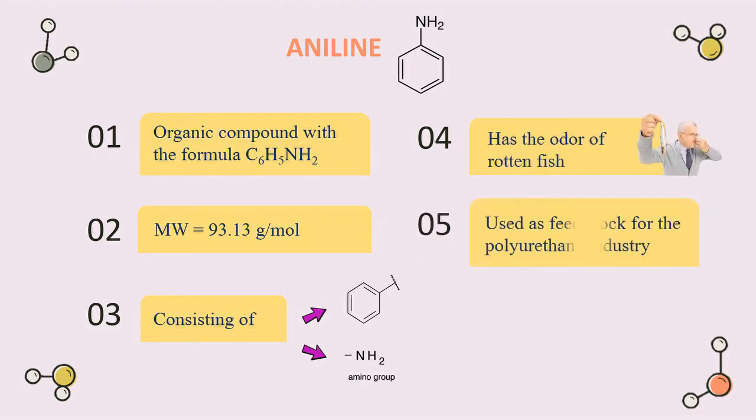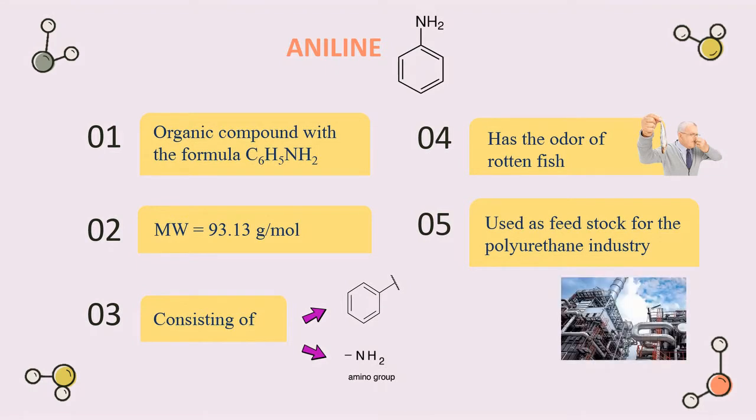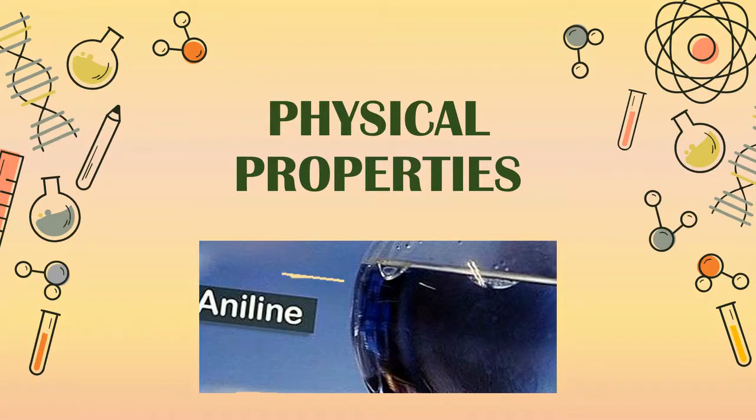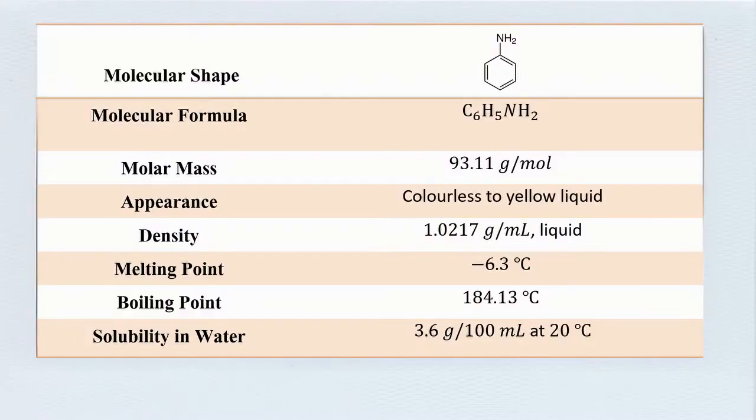Aniline is mainly used as feedstock for the polyurethane industry. Besides that, aniline is corrosive, acute toxic, a health hazard, irritant, and environmental hazard. Then, we take a look at the physical properties. This table summarizes the physical properties of aniline.